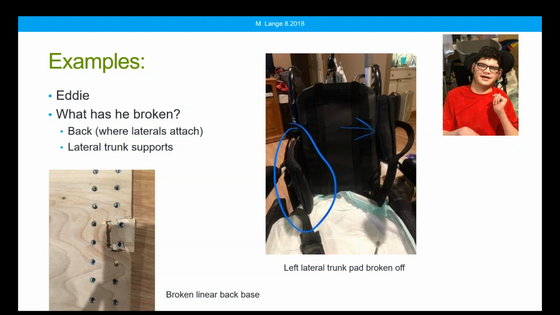So he has broken his back where the laterals attach. We saw this picture before. So right where those lateral trunk pads attach, he has snapped that right off. He will frequently throw himself back in the chair, and as a result has snapped various things off of this base, and sometimes as a result can't use his chair. He has a tremendous amount of seizures, and his seizure activity can lead to some strong movements as well. And he has responded very well to having movement available to him during those seizures.